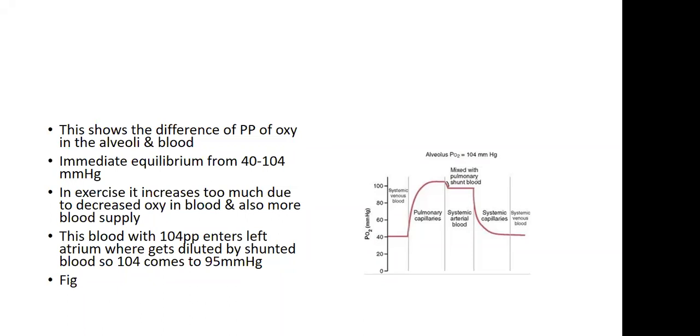And when this then comes to the tissues, the systemic capillaries in the tissues, oxygen is being used up and the partial pressure of oxygen drops back to 40 millimeters of mercury. I think it's an easy diagram and very clear as well. You must have understood it.